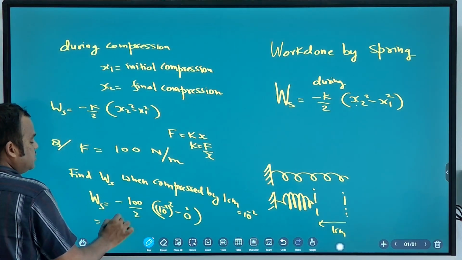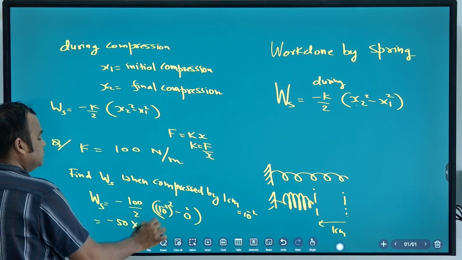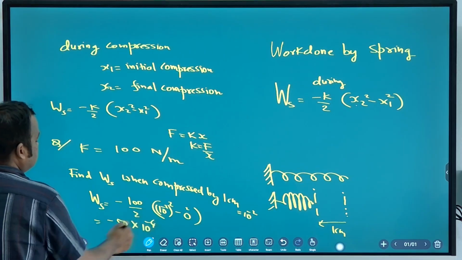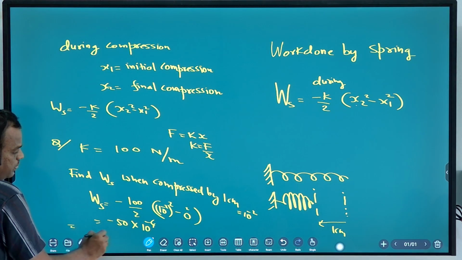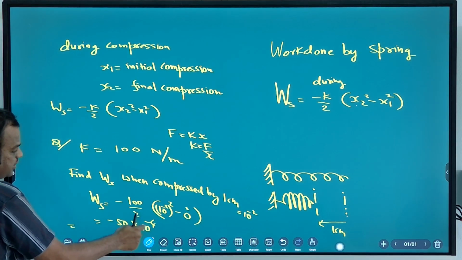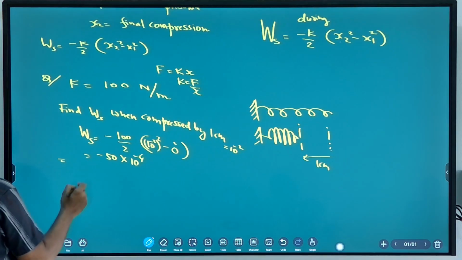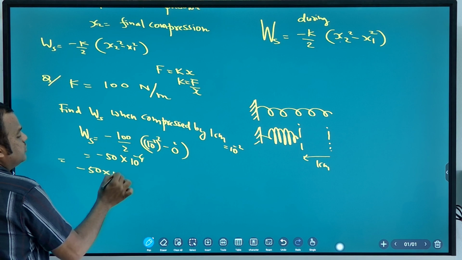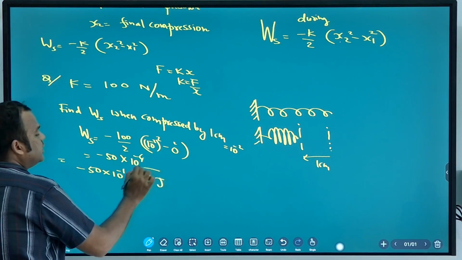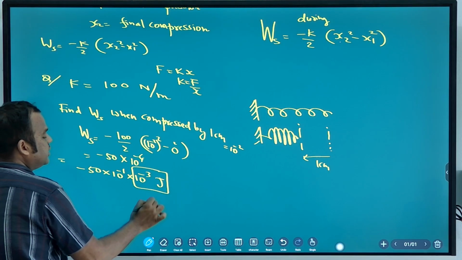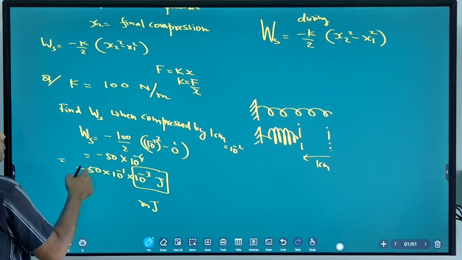So clear. So minus 50, 10 raised to minus 4, because 10 raised to minus 2 whole square is 10 raised to minus 4. So this is the answer. Okay, clear. So you can separate this 10 power minus 3. So you can write like this: minus 50 into 10 raised to minus 1 into 10 raised to minus 3 joule, and 10 raised to minus 3 joule you can write millijoule, correct? Millijoule. And 50 into 10 power minus 1, it will become 5.